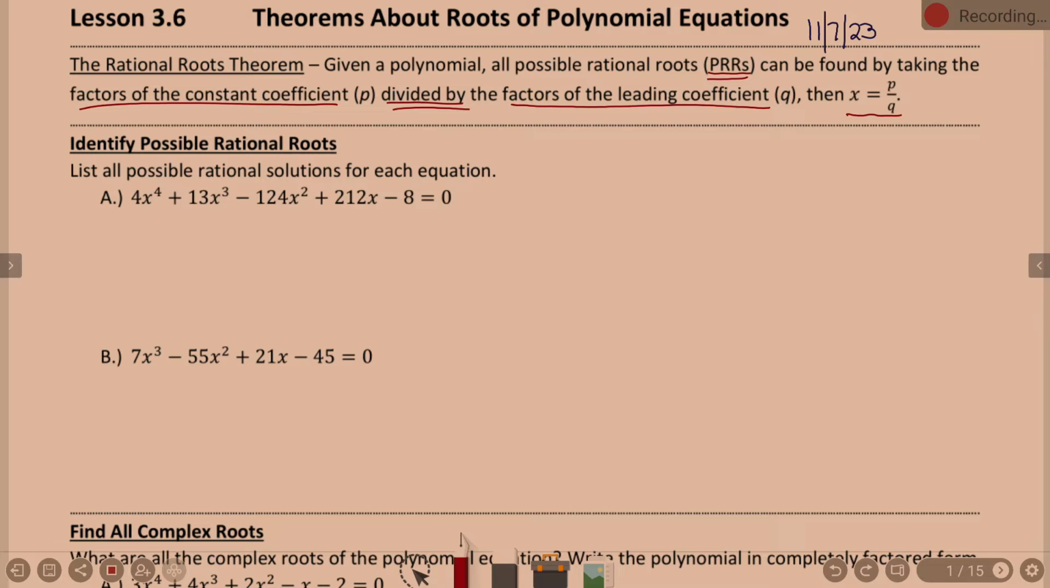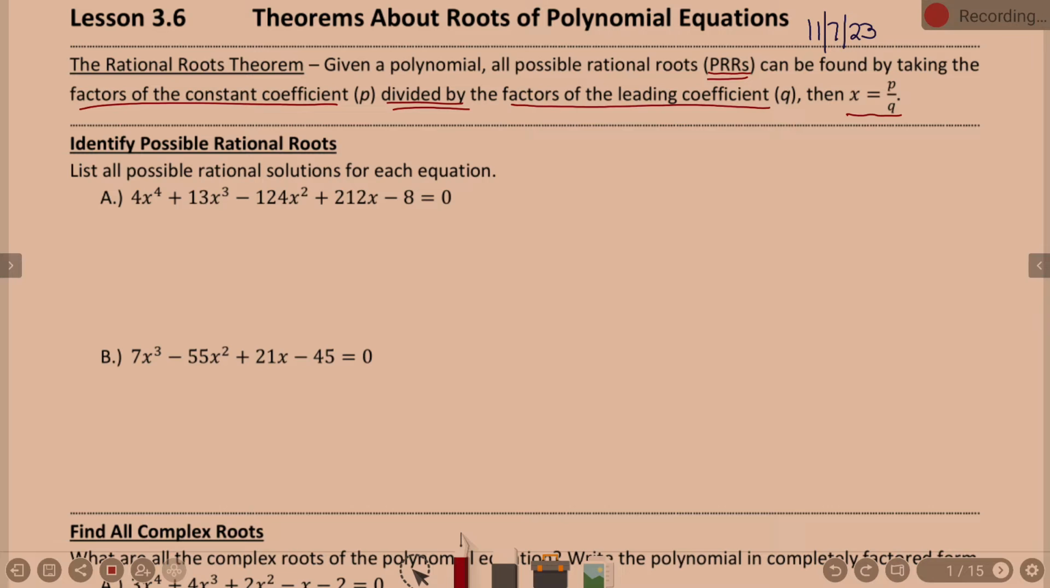So right here, it's asking us to identify possible rational roots. List all possible rational solutions for each equation. What this is going to give us is a list of possible rational roots, the roots that we would see if we looked at the graph. But when it gives us this list, these are just possibilities, so it's going to give us the ones that are roots plus extras. Okay? So let's go through how we find this list, and then I'll explain a little bit more.